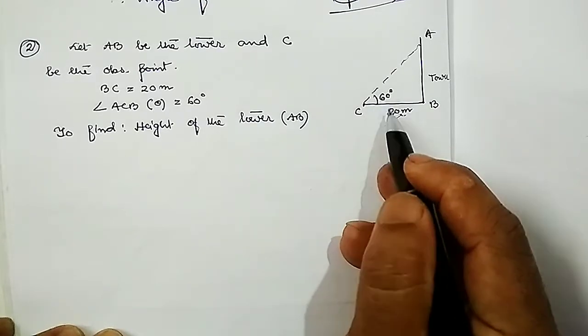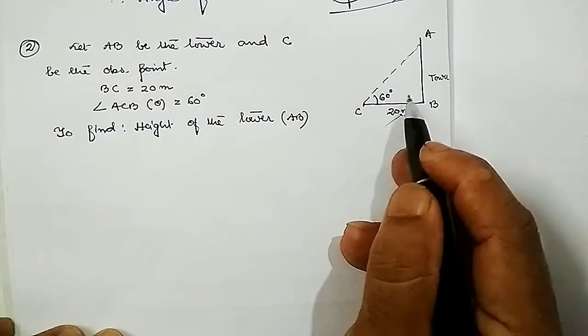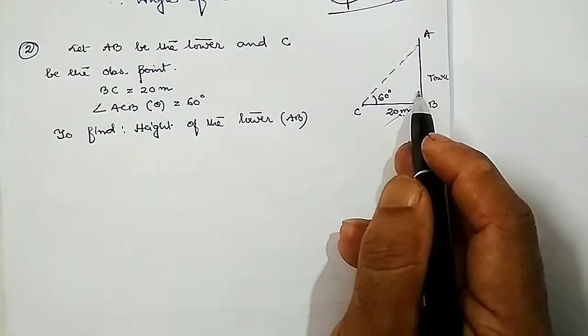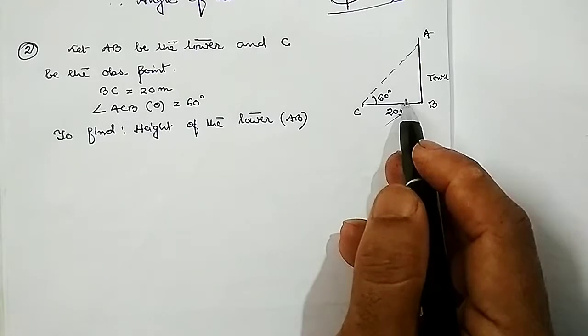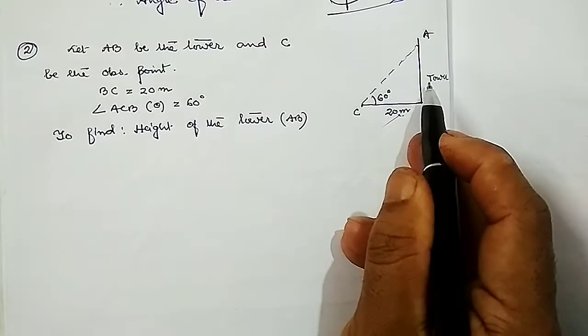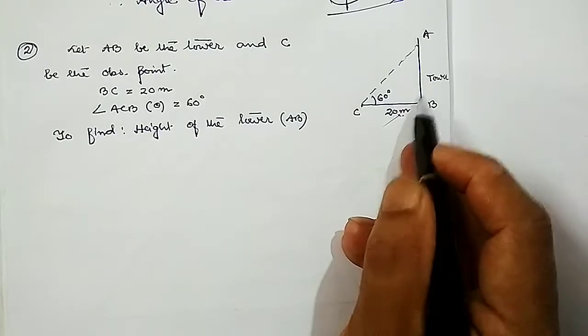Suppose it is hypotenuse and base, then you have to use cos theta. And suppose it is hypotenuse and perpendicular, then you have to use sin theta. In my previous video I have explained in which situation which trigonometric ratio you have to use. Here, just because base is given and you have to find the perpendicular, that's why I am going to use tan theta here.